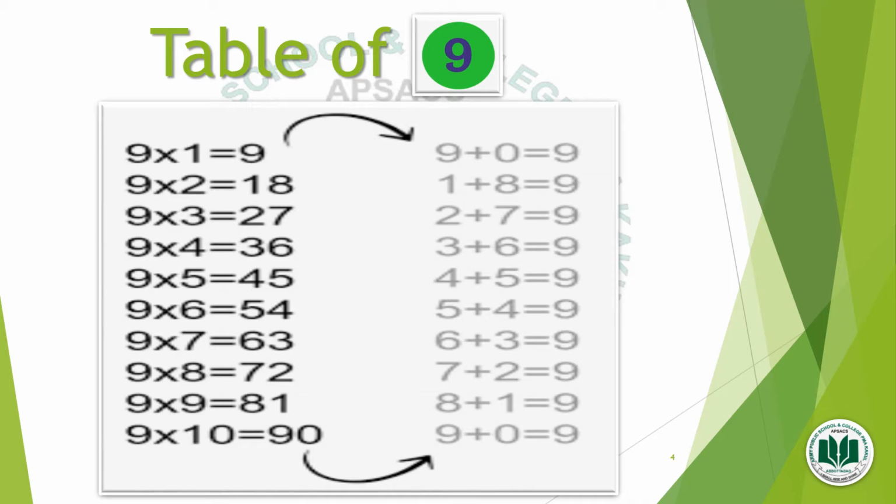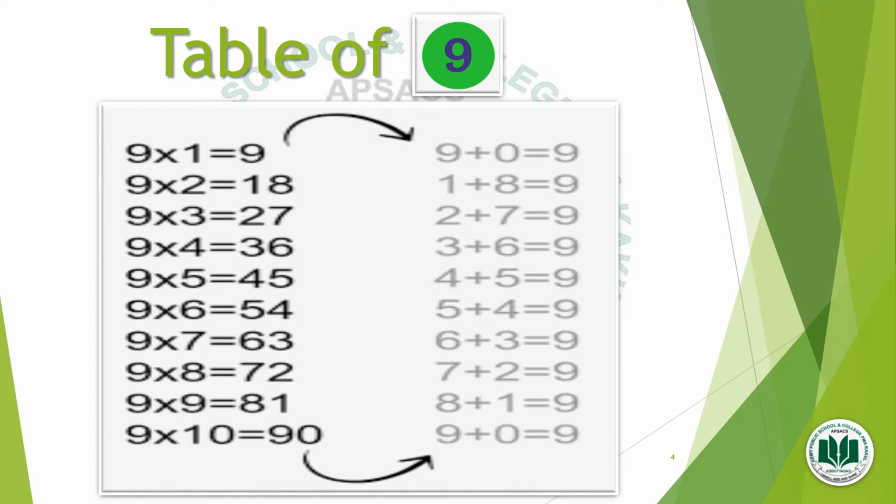Table of 9 is one of the easiest tables to build up and to learn. There are many tricks to learn it. I explain one of them. 9 1s are 9. Then 9 has only one digit. So 9 plus 0 is 9.